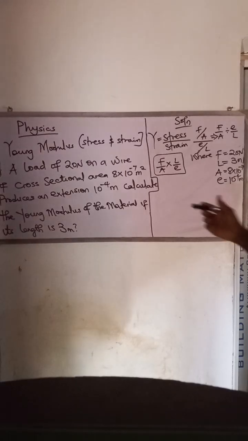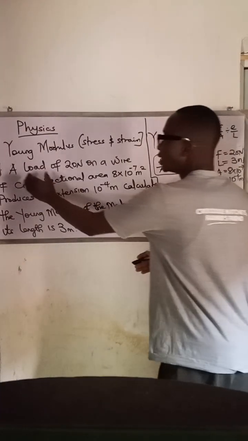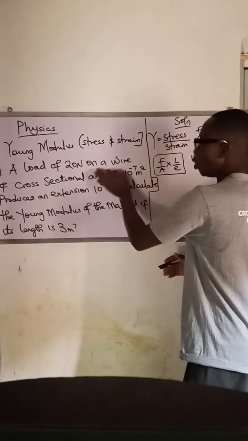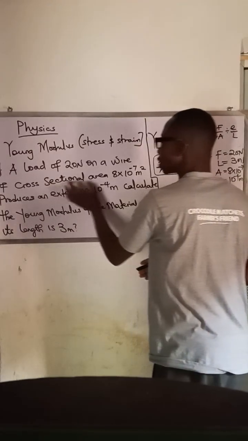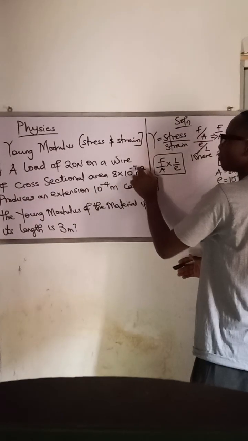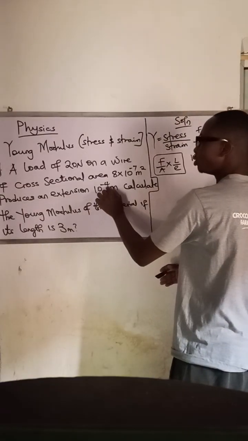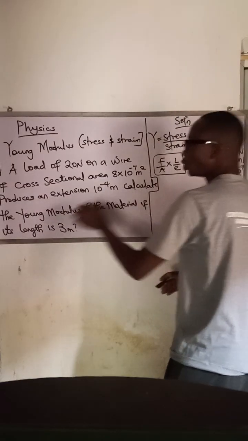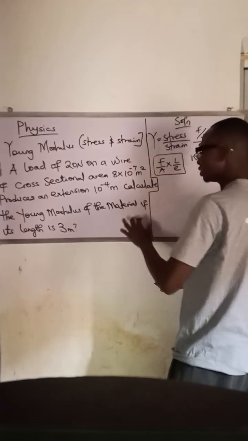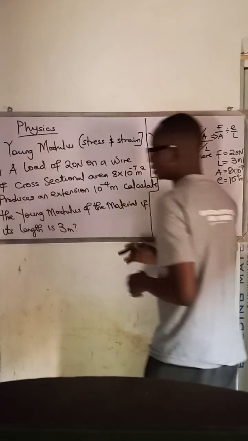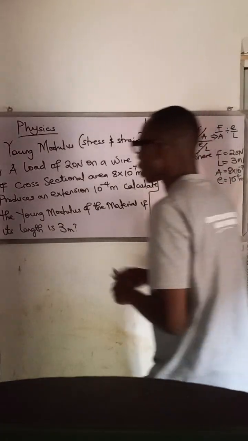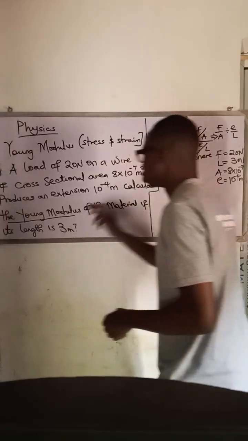Now, let's look at question number 2. Question number 2 says a load of 20 Newton on a wire of cross-sectional area 8 times 10 raised to the power of minus 7 meter square produces an extension of 10 raised to the power of minus 4 meter. Calculate the Young modulus of the material if its length is 3 meter. This question is we should calculate the Young modulus.